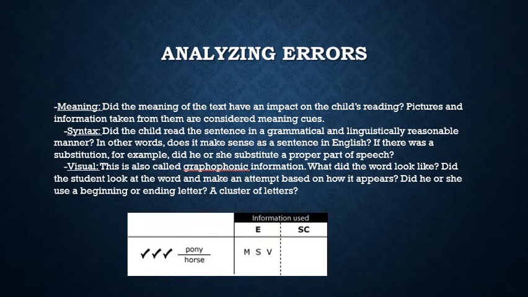In the self-correction column, we see that the child did not self-correct. If they did self-correct, there would be a line right at the top and we would put SC, showing that they did self-correct pony into horse. So if the child read, here is the pony. Oh, horse. Then that would be an example for correcting it. But this is not the case.